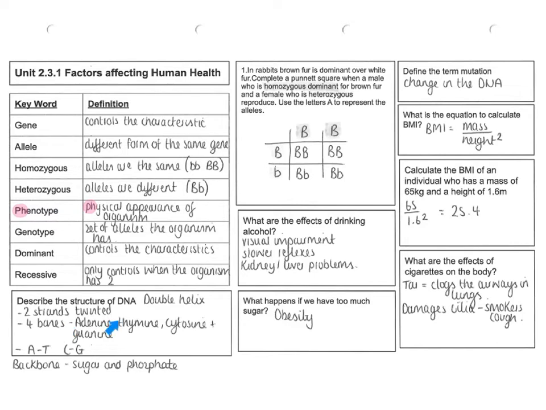We've got adenine, thymine, cytosine, and guanine. And the complementary base pairing, that adenine always binds with thymine, and cytosine always binds with guanine. The backbone of the two strands is made of alternating sugar and phosphate groups.